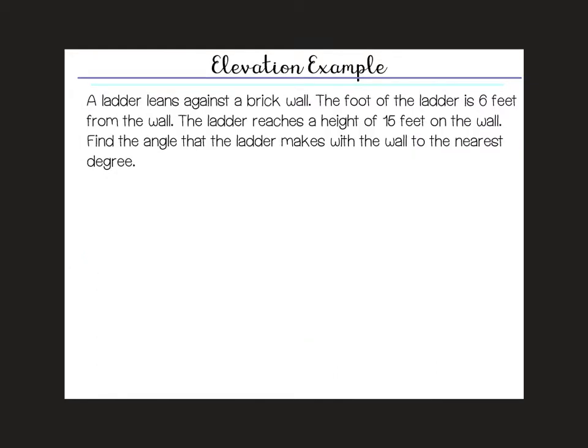Another example says a ladder leans against a brick wall. The foot of the ladder is 6 feet from the wall. The ladder reaches a height of 15 feet. Find the angle that the ladder makes with the wall to the nearest degree.